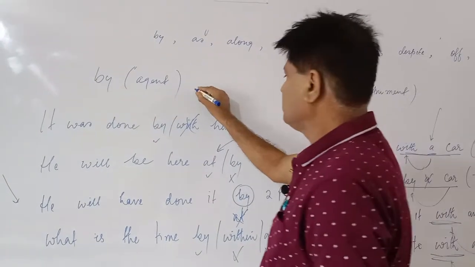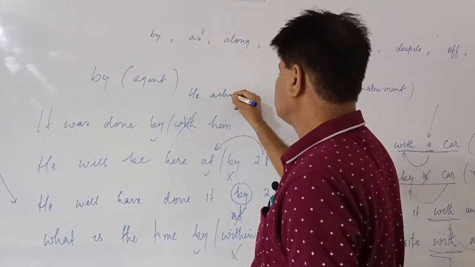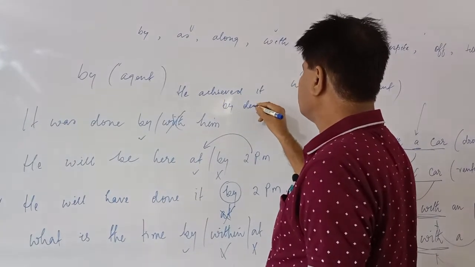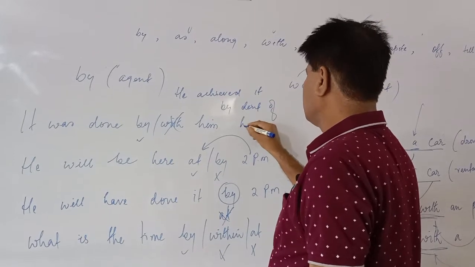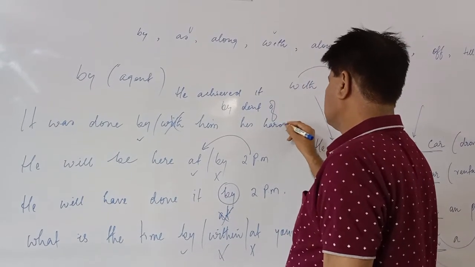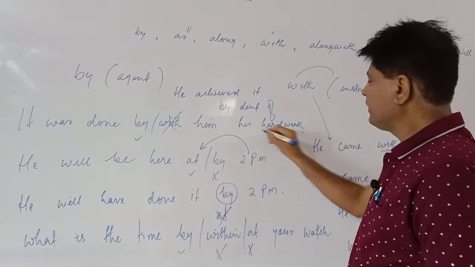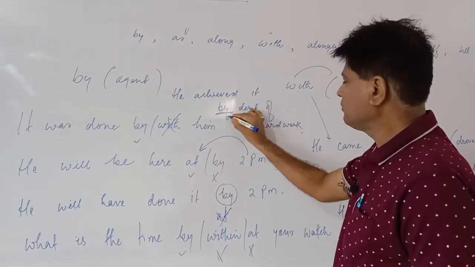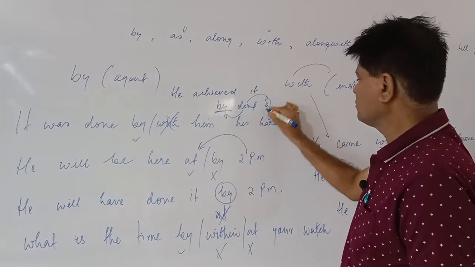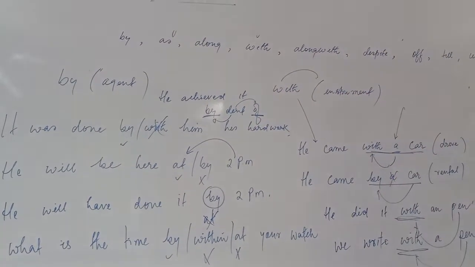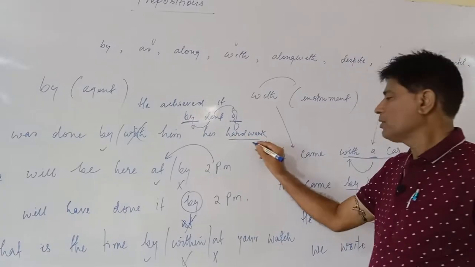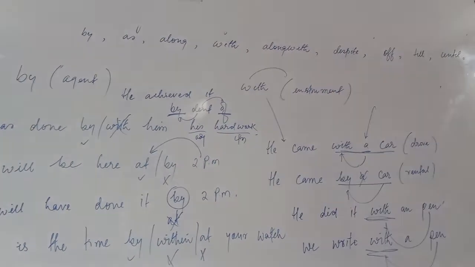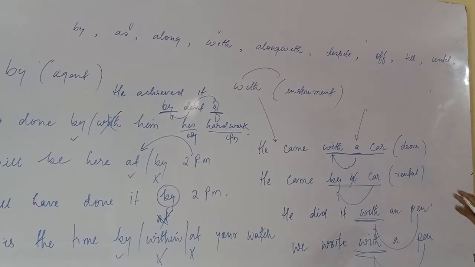Giving an example, he achieved it by dint of his hard work. So by dint of will be applicable over here. Before dint you are using by, and after dint you are using another preposition called of. Hard work is a common noun and his is a possessive adjective. Clear? So by and with are used in those conditions.